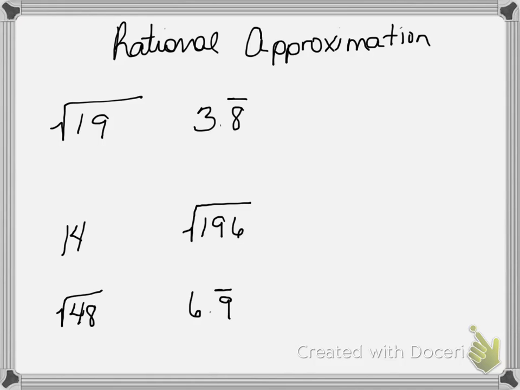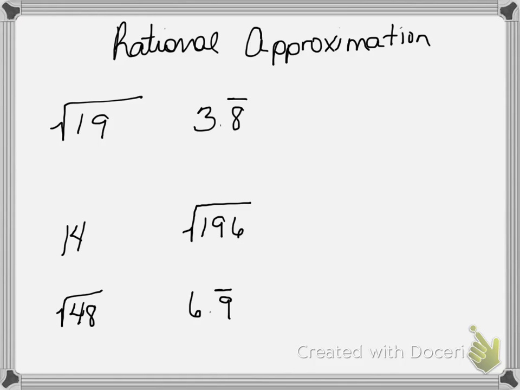Okay, so if I look at the square root of 19, do you know what the square root of 19 is? Probably not right off the top of your head. You know that it's got to be somewhere between 4 and 5 because we know the square root of 16 is 4. I know the square root of 25 is 5. So the square root of 19 has to be somewhere in between those two numbers.